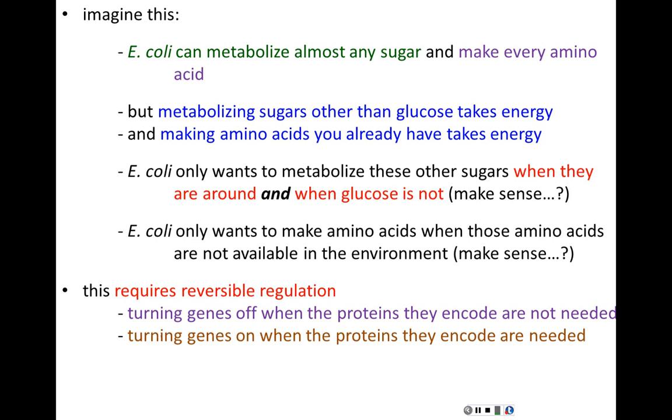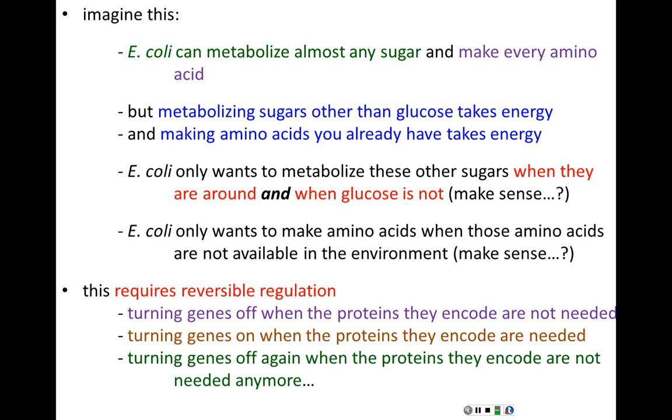But when those amino acids from the environment become depleted, and E. coli now needs to make its own amino acids, we would like to turn those genes on to make those proteins so that new amino acids can be synthesized. When those amino acids have built up and their levels are high again, we'd like to turn those genes off again because we don't need those protein machines anymore. And when amino acid levels become depleted, we'd like to turn those genes on again.